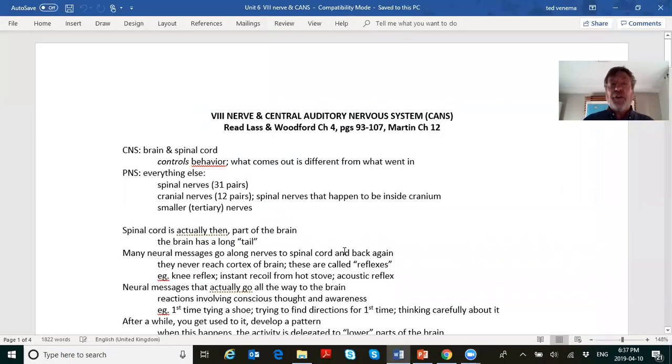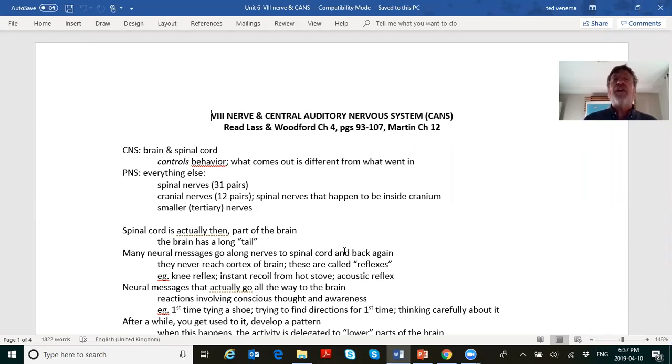Here we are, 8th nerve and central auditory nervous system, C-A-N-S, CANS. Read Lassen Woodford chapter 4, pages 93 to 107. Have a look at your Martin text. I'm no longer sure if chapter 12 is it, because Martin comes out with a new edition every couple of years, and that changes like the wind. But you can certainly find it in your table of contents at the front of the book. 8th nerve and central auditory nervous system.